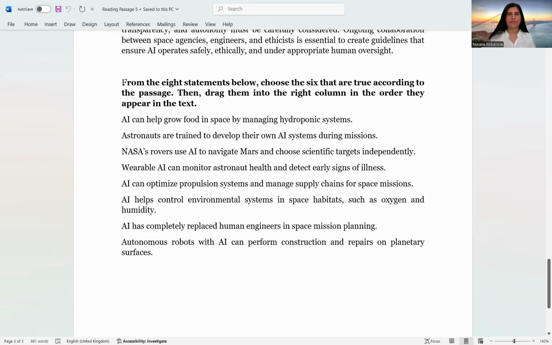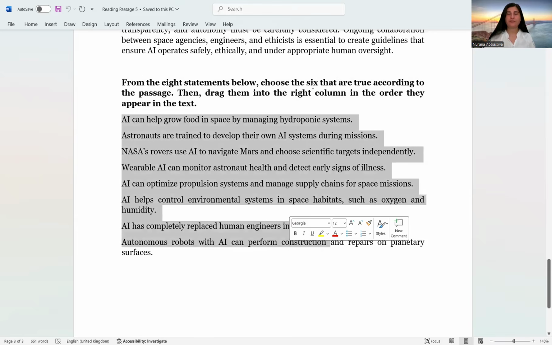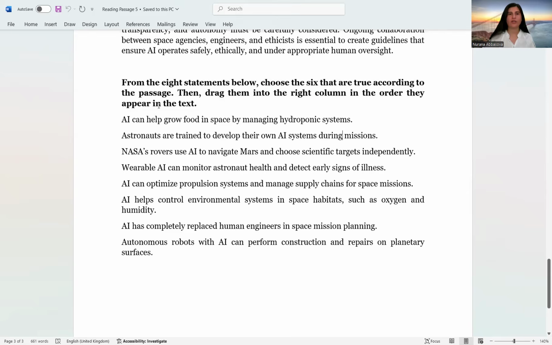Instruction is the same. I made it the same as the exam, again, to be familiar to you. From the 8 statements below, choose the 6 that are true according to the passage. Then drag them into the right column in the order they appear in the text. So 1, 2, 3, 4, order.